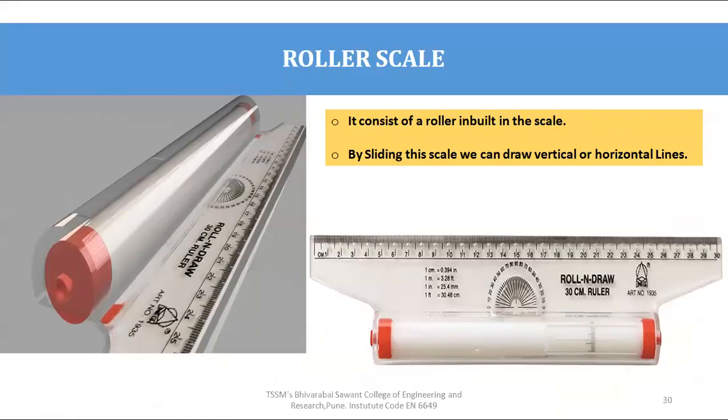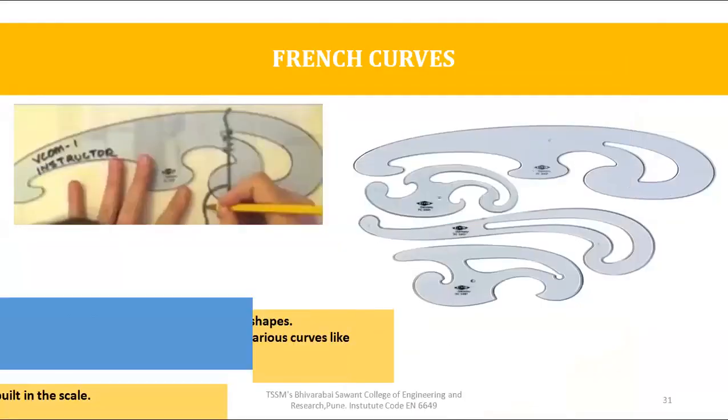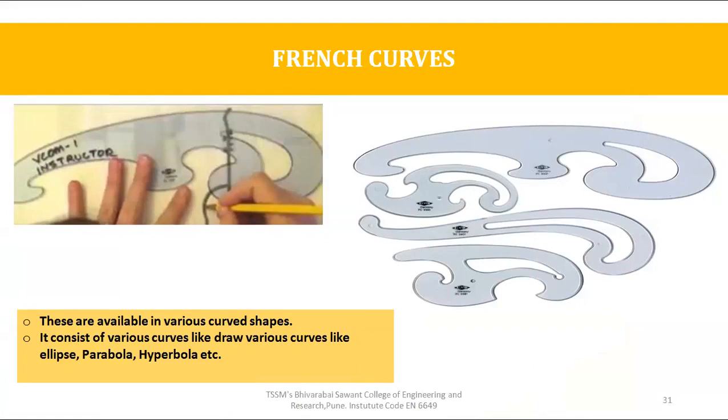Roller scale. It consists of a roller inbuilt in the scale itself. By sliding this scale, we can draw vertical or horizontal parallel lines. French curve. This is also a very interesting instrument. We have seen ellipse, parabola, hyperbola earlier. With the help of French curves, we can draw curves like ellipse, parabola, and hyperbola.